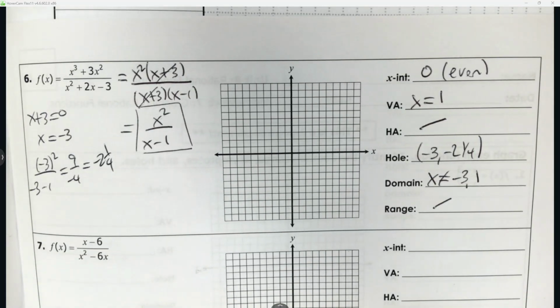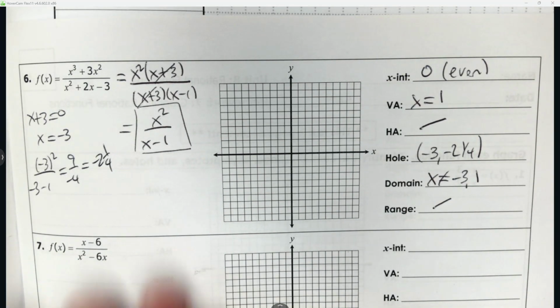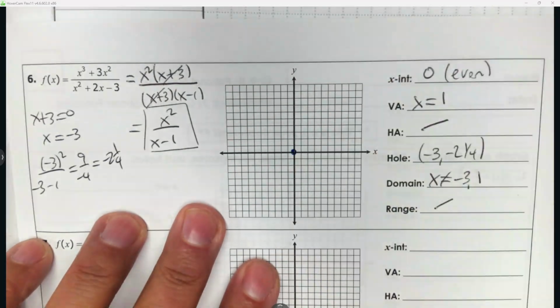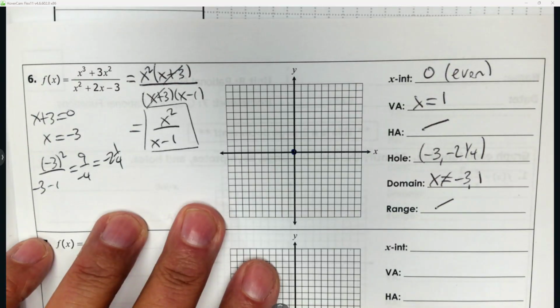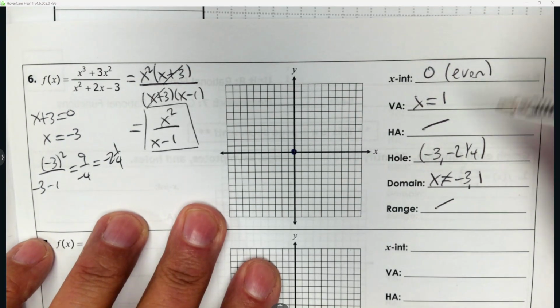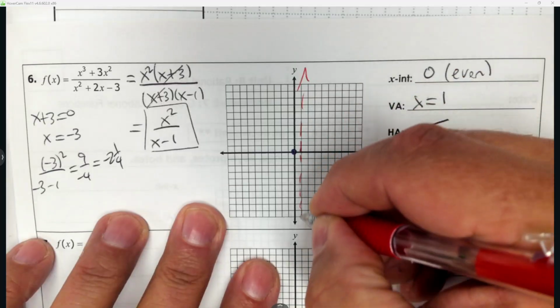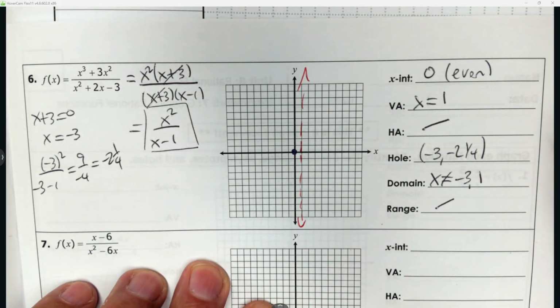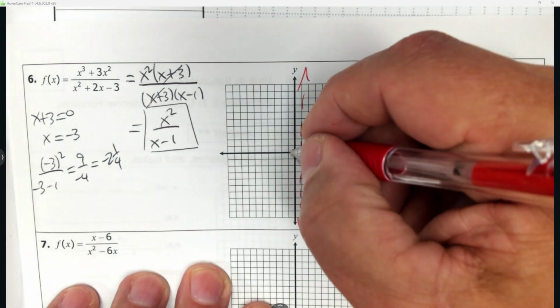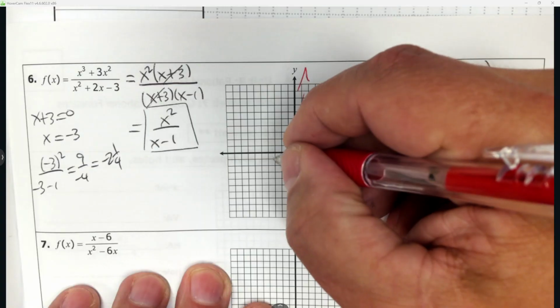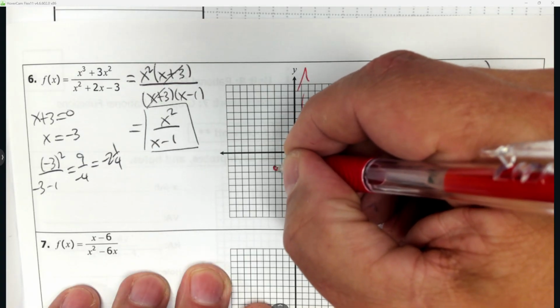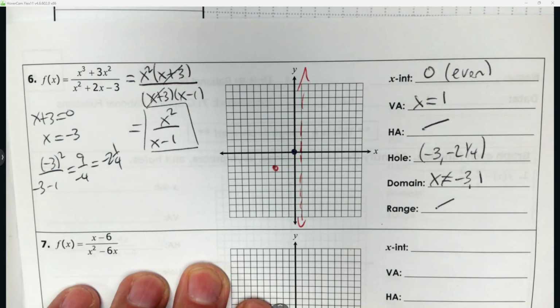So let's put on the graph what we have. So I have an x-intercept at 0, and it touches there. I have one asymptote at 1, and I have a hole at negative 3 and negative 2 and something. And I don't have a horizontal asymptote. So what am I going to do?